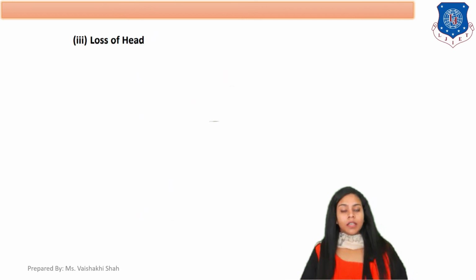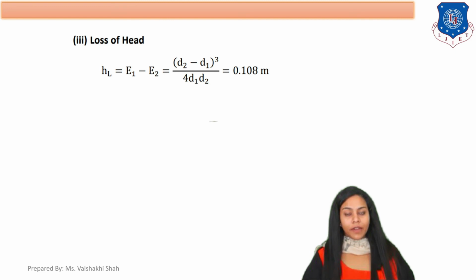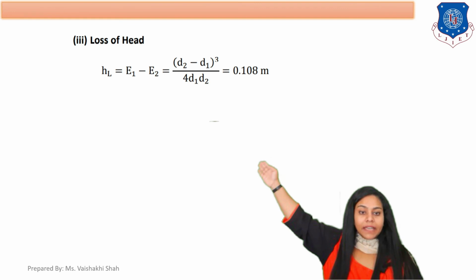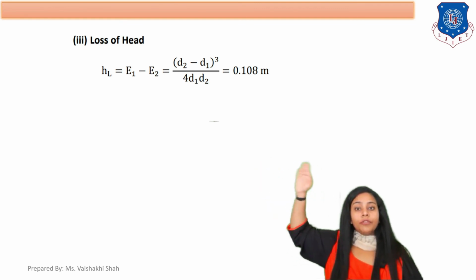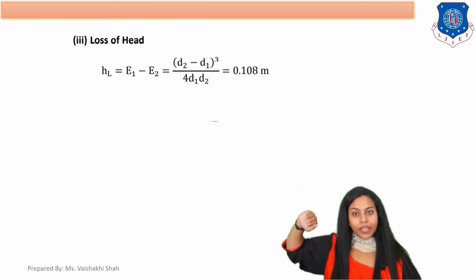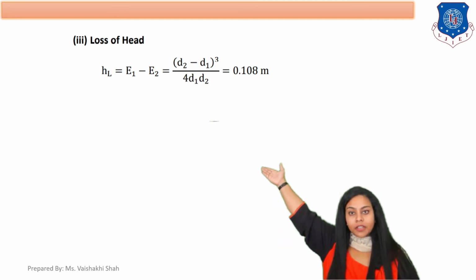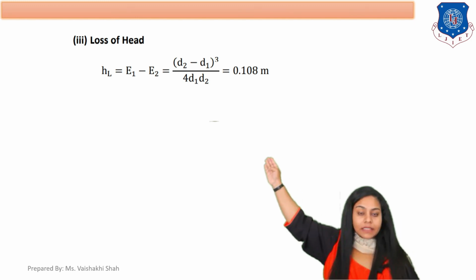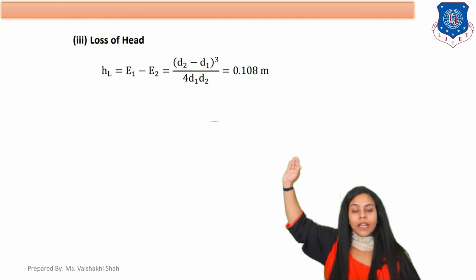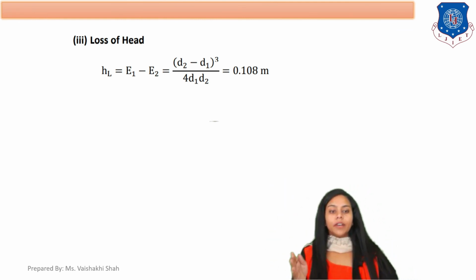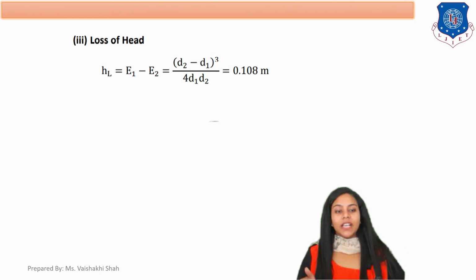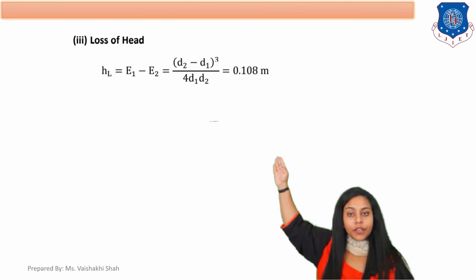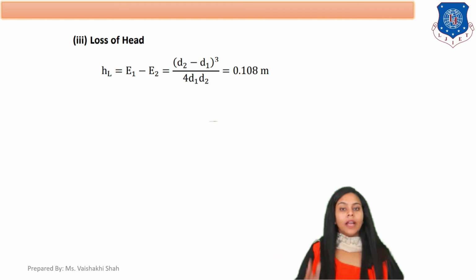Now third, head loss. We have to find out loss of head, and we know that head loss HL equals E1 minus E2. So we know the value of E1 and E2 here, or you can also use the equation, that is D2 minus D1 raised to 3 divided by 4 D1 D2. We know the value of D1 and D2 here. So your HL is 0.108 meter. HL is your head loss.